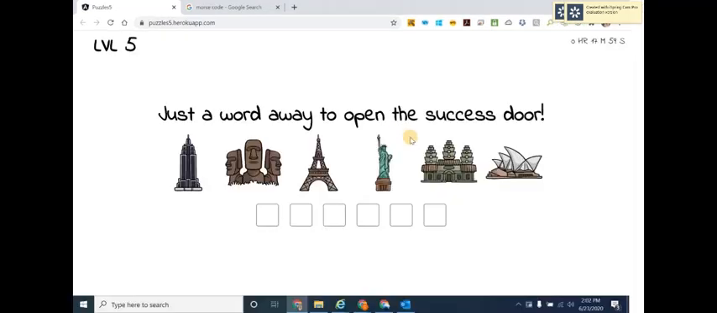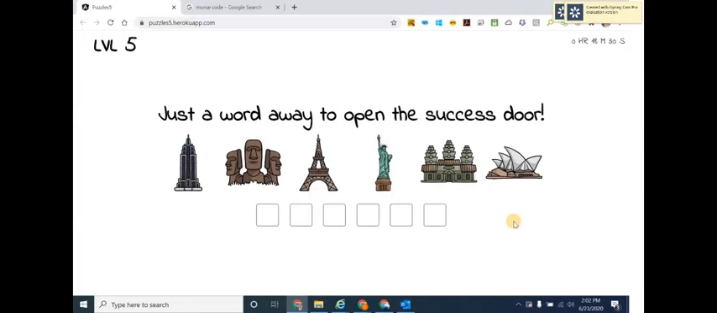So hooray, we solved level 4 and successfully passed to level 5, and this is the hint that is just a word away from opening the success door. Most of my friends were stuck because the word may be related to pictures and also to success, synonym or antonym, and places related to these pictures. They tried to input 6-letter words, but that wasn't the case.